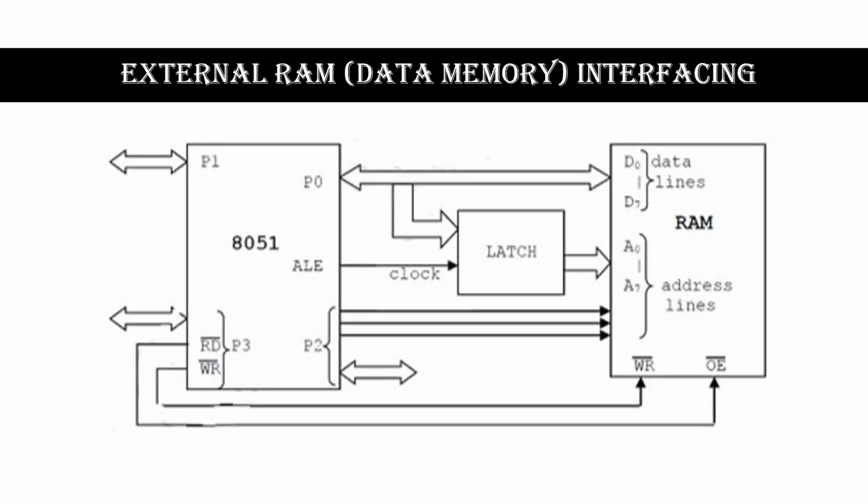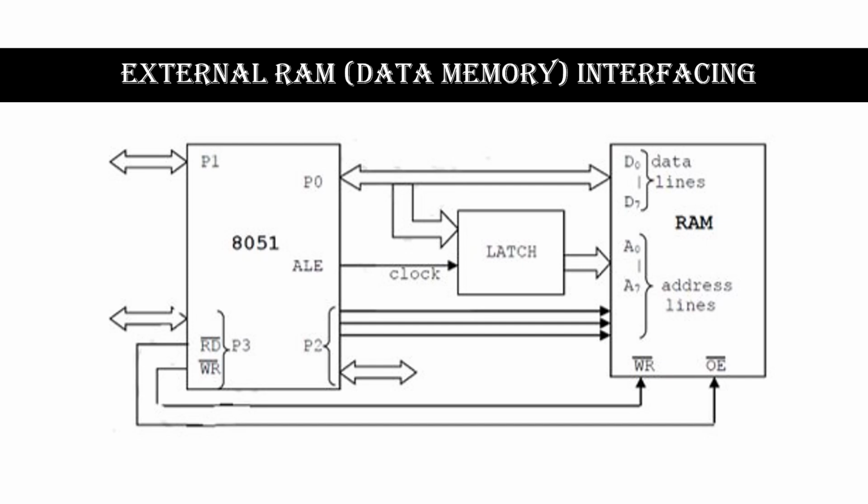Next, we'll be seeing about external RAM, data memory interfacing. So this is the block diagram for external RAM interfacing, that is data memory. Here, interfacing of external RAM, that is random access memory, with your 8051 microcontroller is involved. It has some chips, and there are n number of pins that are connected across.